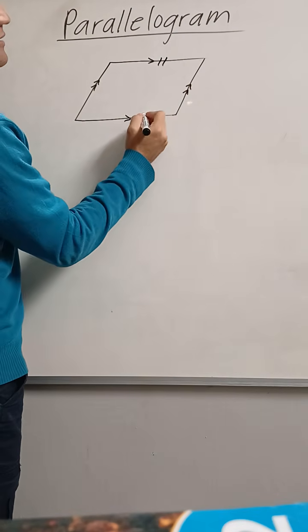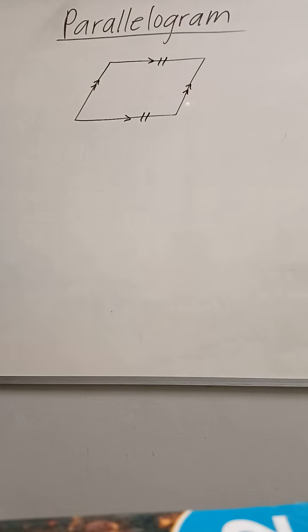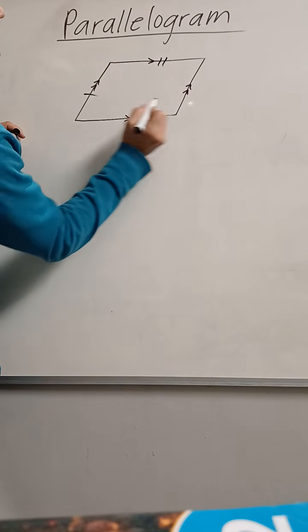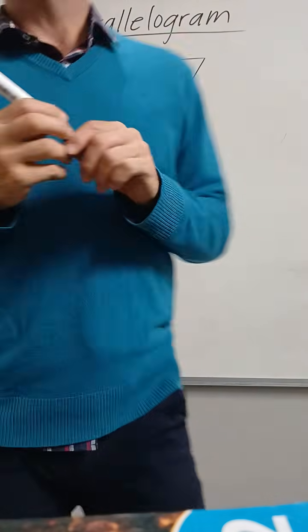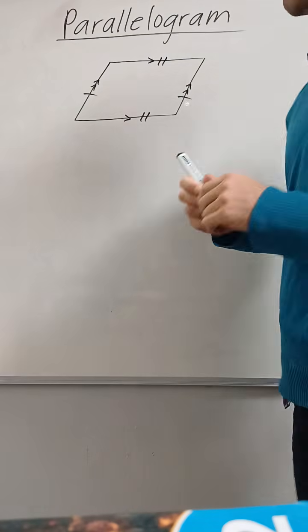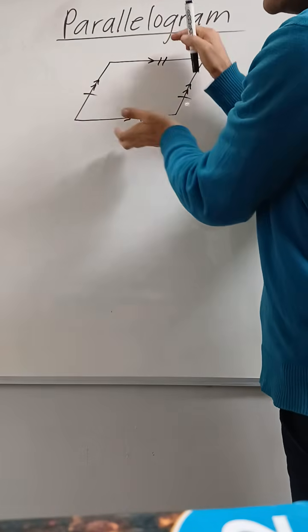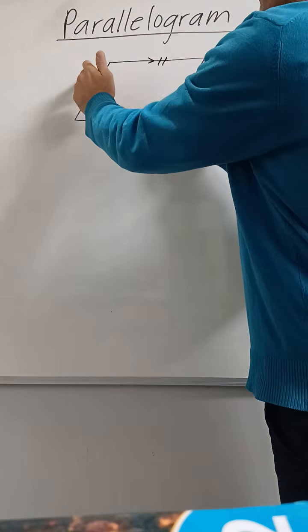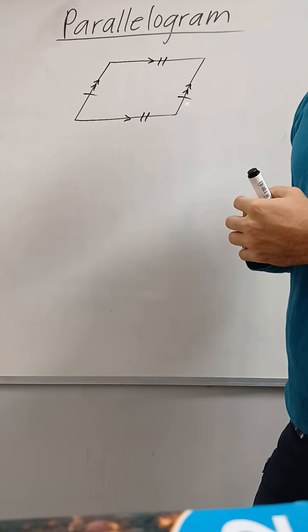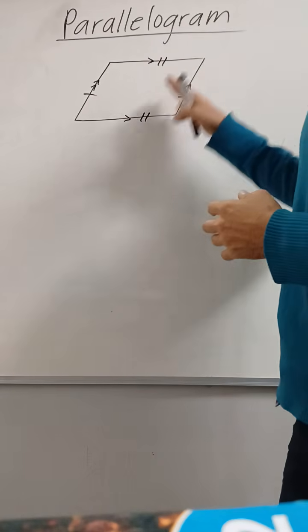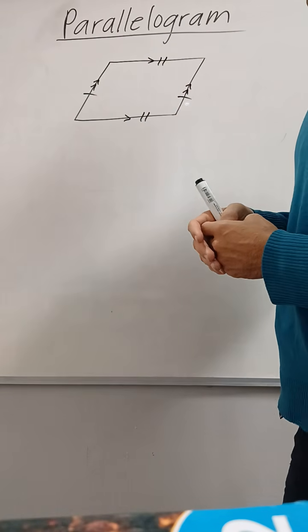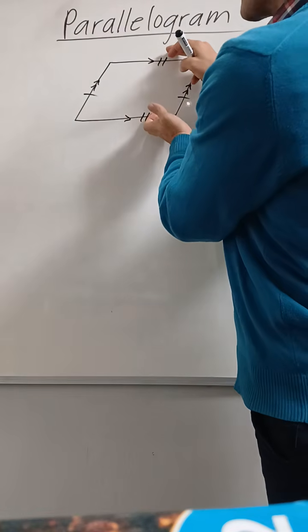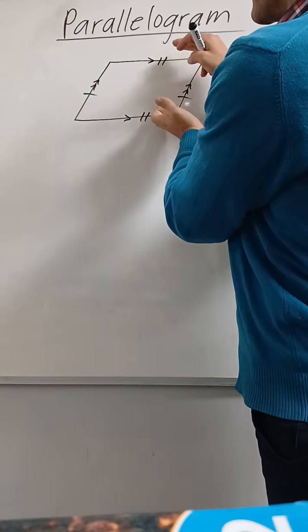We can say that this side is equal to this side, and this side is equal to this side. So they're not only parallel, they're also equal. Both pairs of opposite sides are equal. Those are the two most important ones. Both pairs of opposite sides are parallel and equal.